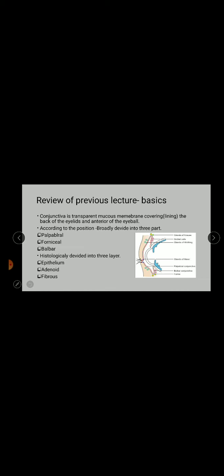In the previous lecture we read that the conjunctiva is a transparent mucous membrane covering the back of the eyelid. According to position, we broadly divide it into palpebral, fornical, and bulbar conjunctiva. This part is the bulbar, this is fornical, and this is palpebral conjunctiva. Histologically, it is divided into epithelial, adenoid, and fibrous layers.